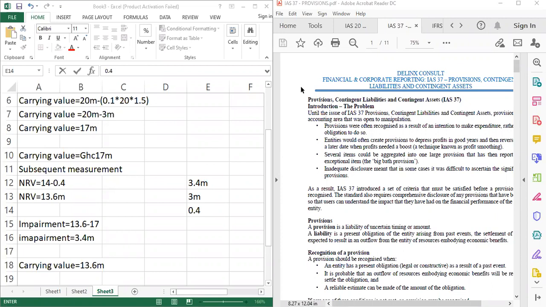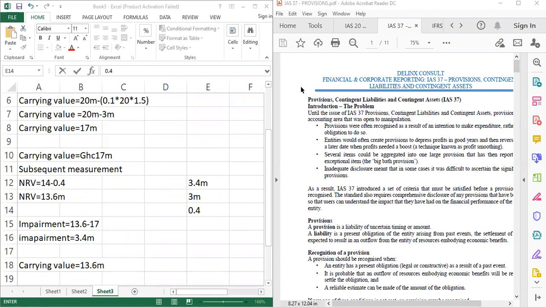So what then is provision? Provision is a liability of uncertain timing or amount. It's something that you know that you are going to incur, but you don't know when it will happen, just like a court case. There's a court case against you and the lawyers are saying that there's an 80% chance that the company is going to lose the case. So it means that at all costs, we are going to pay for the court costs, everything that the court will deem appropriate. So you can start making provision for that.